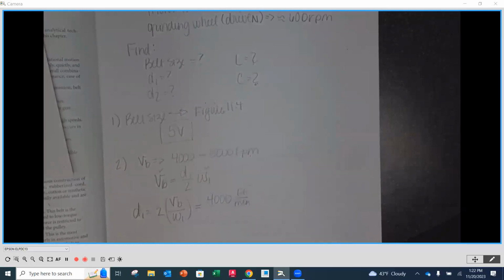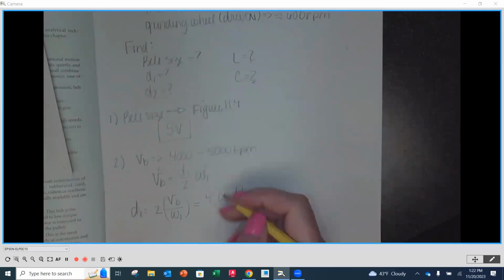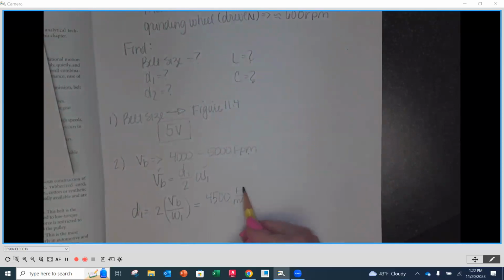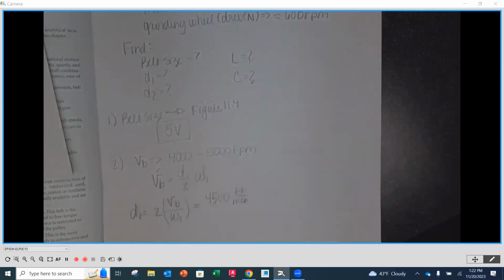Feet per minute. My brain isn't working with my hands today. So 4,500 feet per minute. So just the middle of the road here. And that's what they did just to start the process.